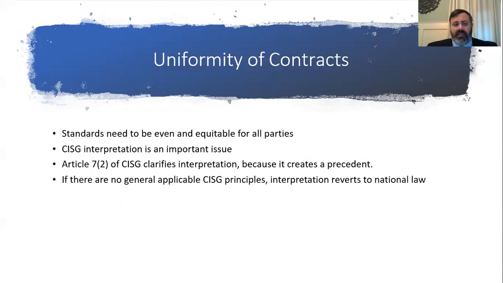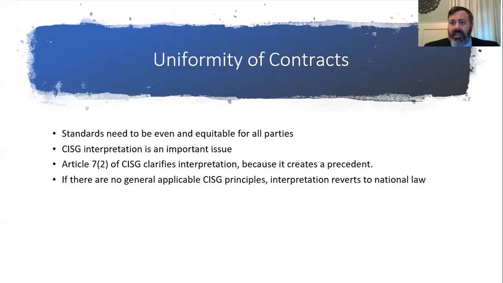Uniformity of contracts. This is where things need to be the same, even for both parties, not one-sided for an American company and lopsided for a Brazilian company or a Ugandan company. So it needs to be even and equitable for everybody involved.